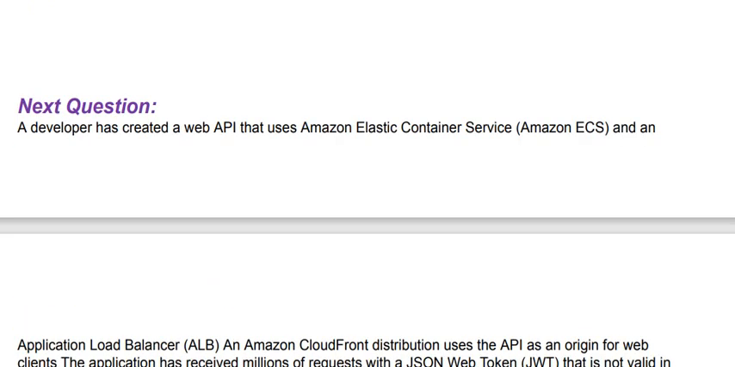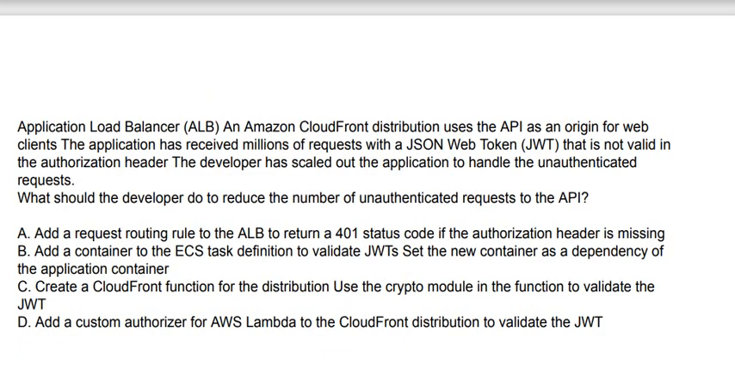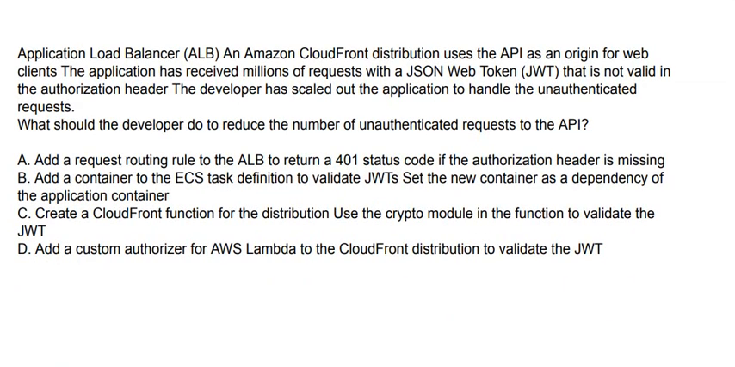Next question is: a developer has created a web API that uses Amazon Elastic Container Service and an Application Load Balancer. An Amazon CloudFront distribution uses the API as an origin for web clients. The application has received millions of requests with a JSON web token that is not valid in the authorization header. The developer has scaled out the application to handle the unauthenticated requests. What should the developer do to reduce the number of unauthenticated requests to the API?